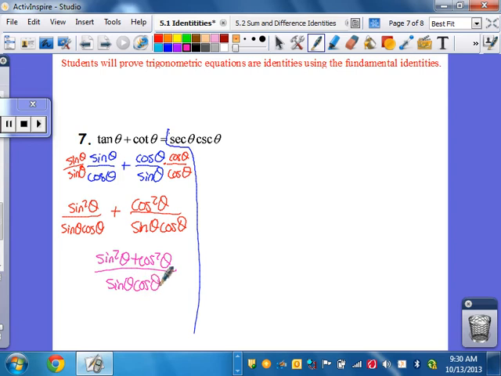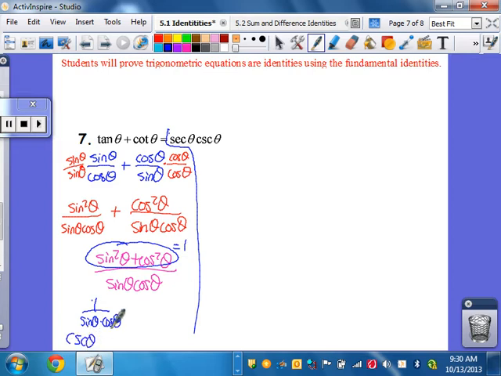And then what's nice about this is now what do you guys notice about the top? Sine squared plus cosine squared is indeed 1. So I would have 1 over sine theta times cosine theta. And I need a secant theta, cosecant theta. Well, 1 over sine theta is cosecant theta.